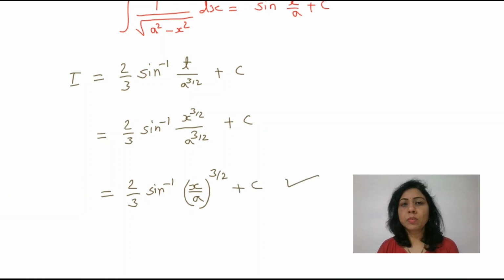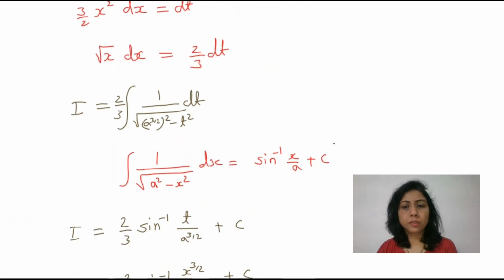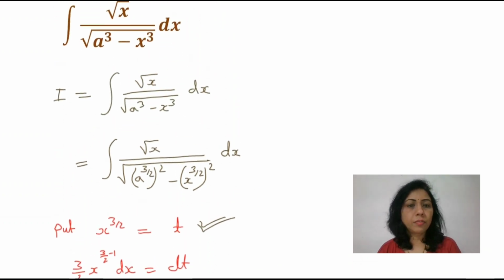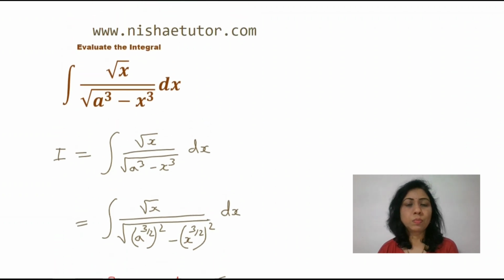So it is a very simple question. We used only this integration formula, and we substituted x to the power 3 upon 2 as t, and we converted this into squares. So very simple question, but if you have any doubt, any queries, please ask me.